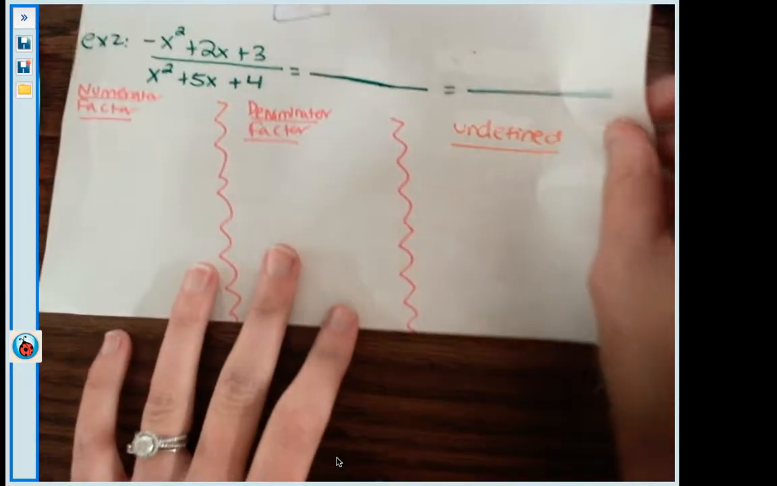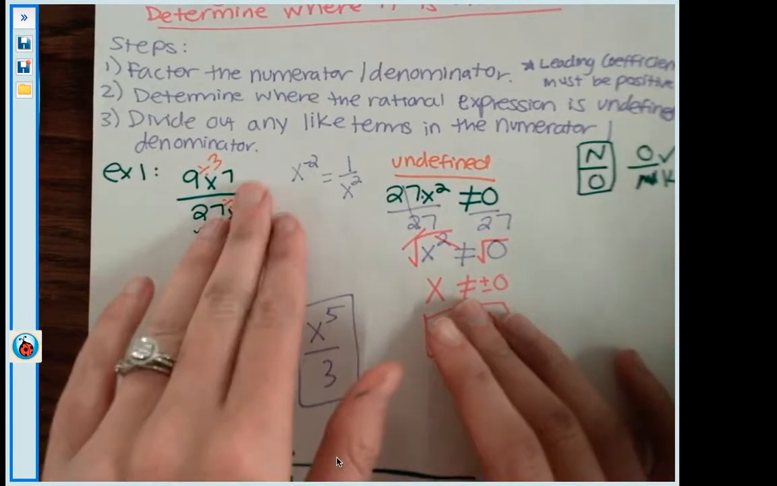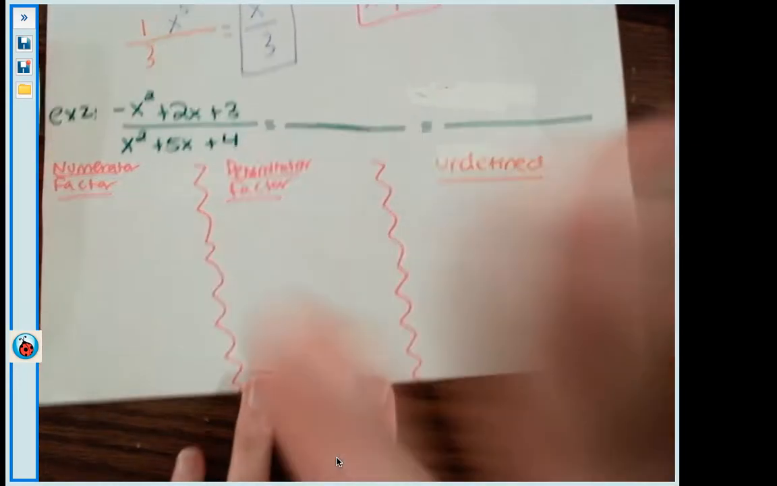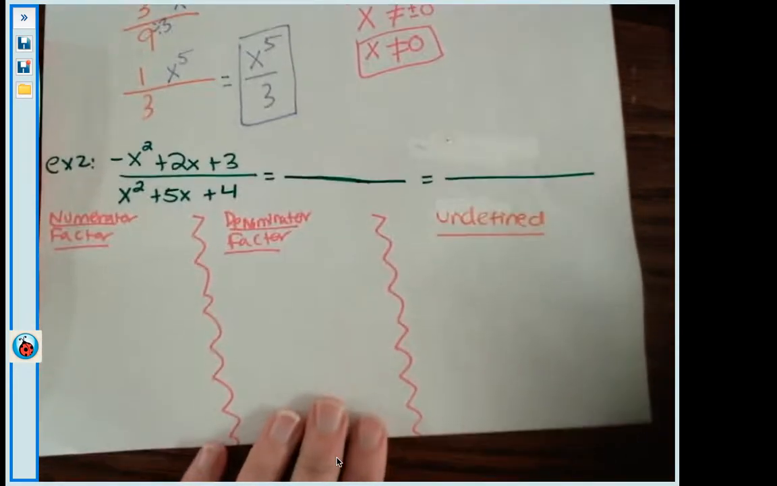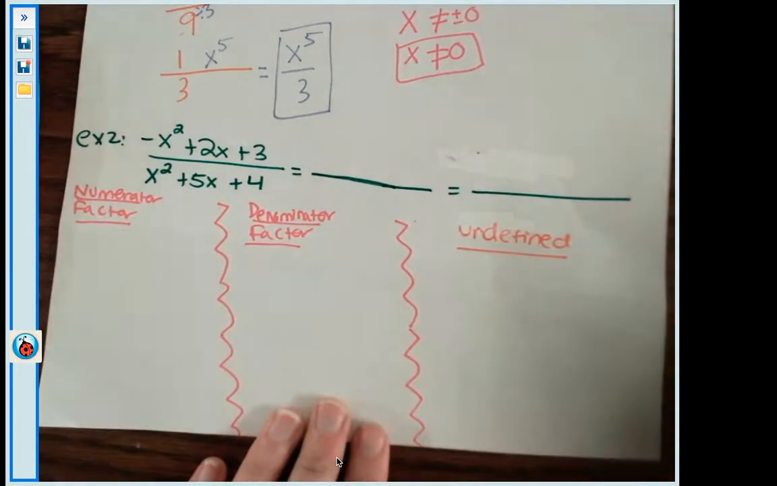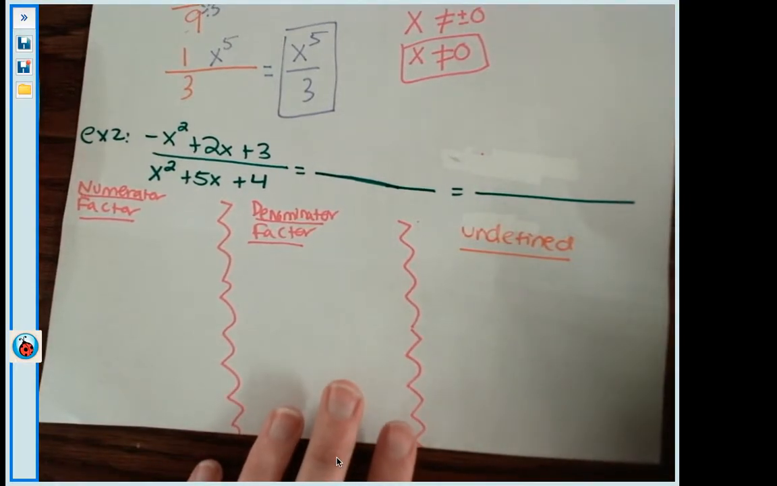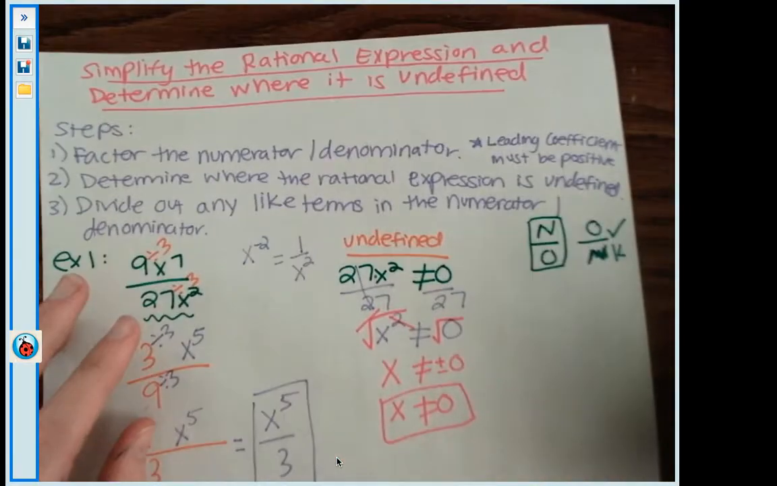Alright guys, we're starting example 2. So we're moving from monomials to polynomials. But guess what, you guys? It's the same process. We just have to do a smidge more work when we have polynomials. Okay, so let's follow the same steps.